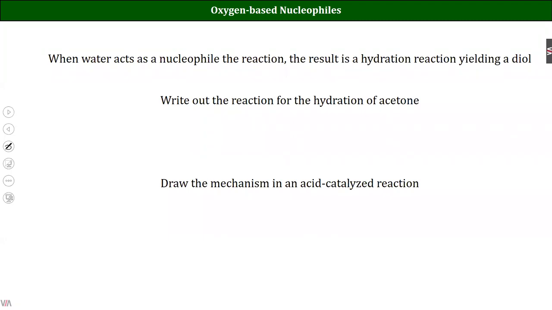But it's a weak nucleophile. So yeah, technically, but because we're talking about the catalyzed conditions, drawing the mechanism, you don't need to specify whether it's acidic conditions or basic conditions, just to write the reaction. So if we start from acetone, regardless of acidic or basic conditions, the product is going to look the same.